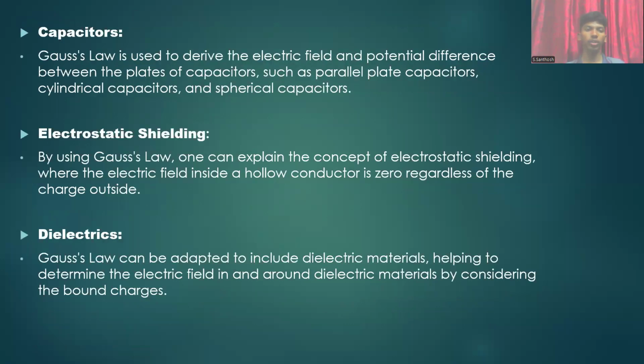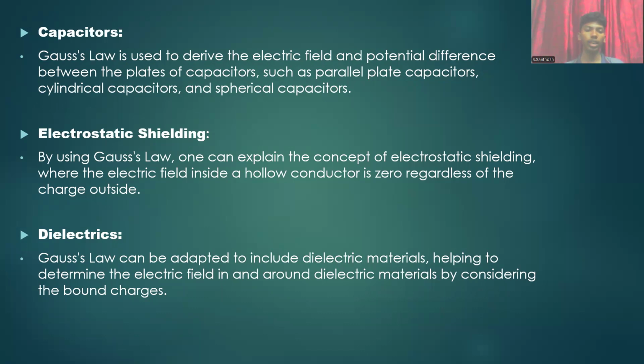So now seeing about the applications of Gauss law in capacitors. Gauss law is used to derive the electric field and potential difference between the plates of capacitors such as the parallel plate capacitor, cylindrical capacitor, and spherical capacitor. Now the application of Gauss law in electrostatic shielding. By using Gauss law, one can explain the concept of electrostatic shielding, where the electric field inside a hollow conductor is zero regardless of charge outside.